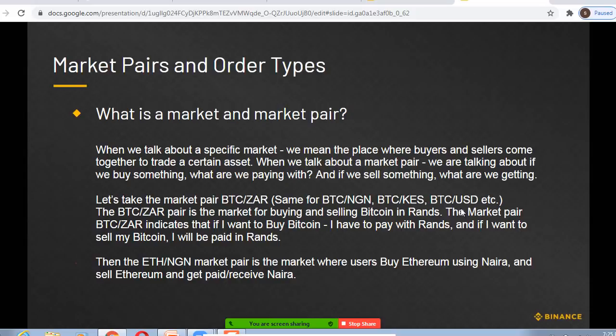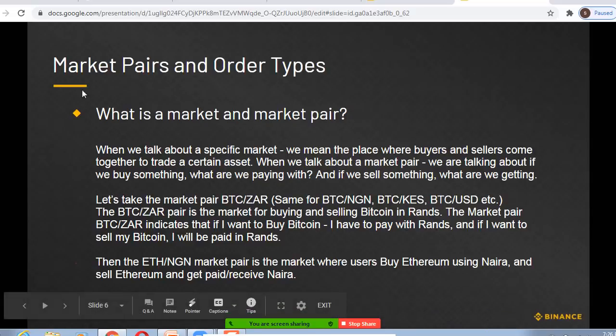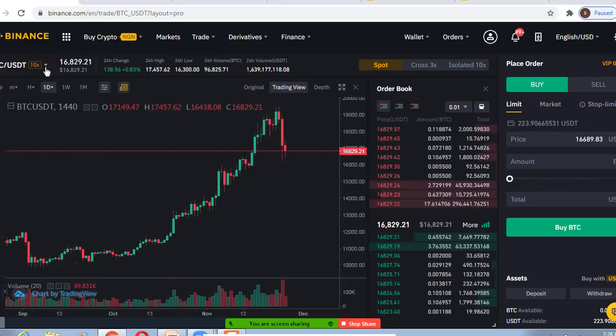When you go to your grocery stores and you want to buy any groceries, you have to exchange money, that's fiat, for that particular groceries, and you'll be given the groceries and you go home with them. So that is exactly what happens in the cryptocurrency market. The same thing with Ether NGN. Users buy Ethereum with Naira, and you can sell Ethereum and be paid in Naira as well.